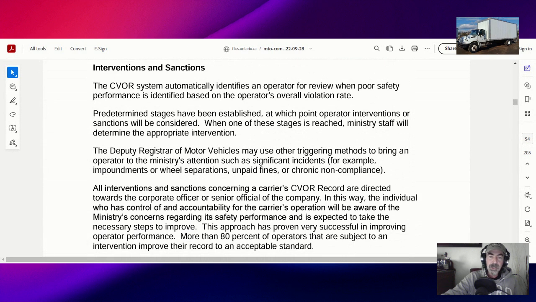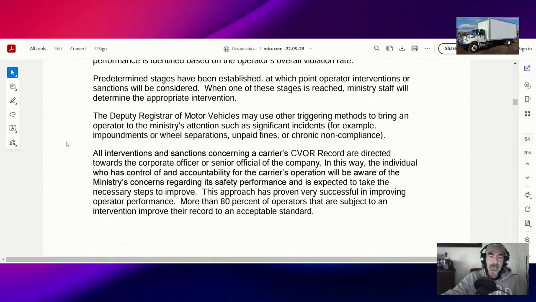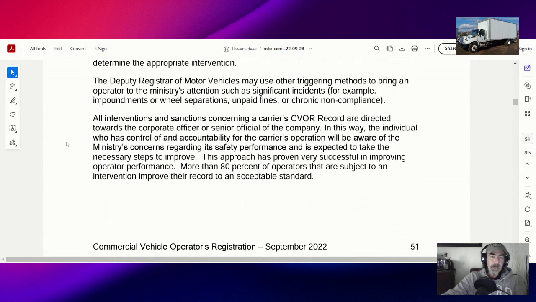Predetermined stages have been established at which point operator interventions or sanctions will be considered. When one of these stages is reached, ministry staff will determine the appropriate intervention. The Deputy Registrar of Motor Vehicles may use other triggering methods to bring an operator to the ministry's attention, such as significant incidents, for example, impoundments or wheel separations, unpaid fines, or chronic noncompliance.